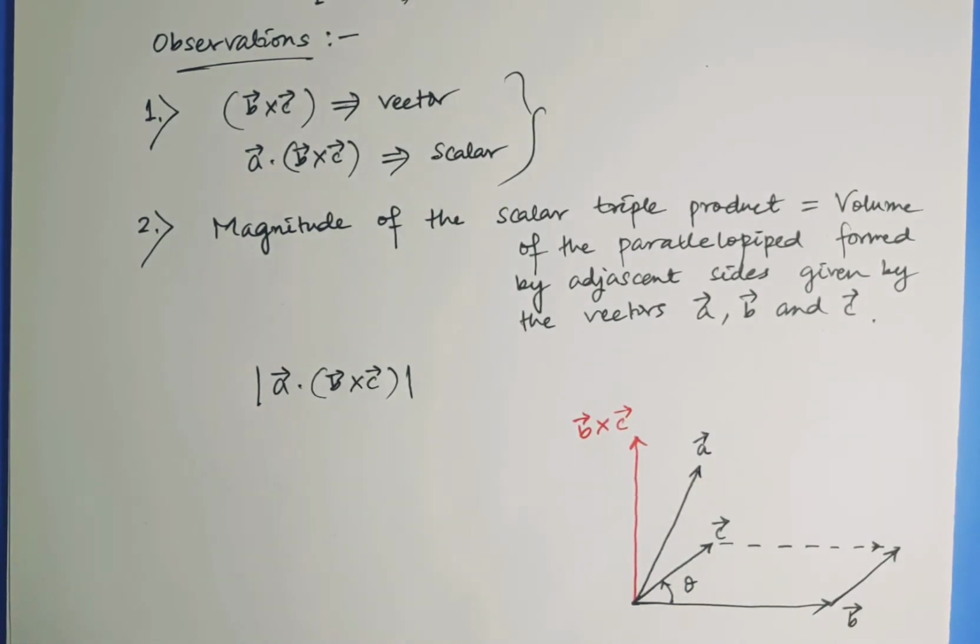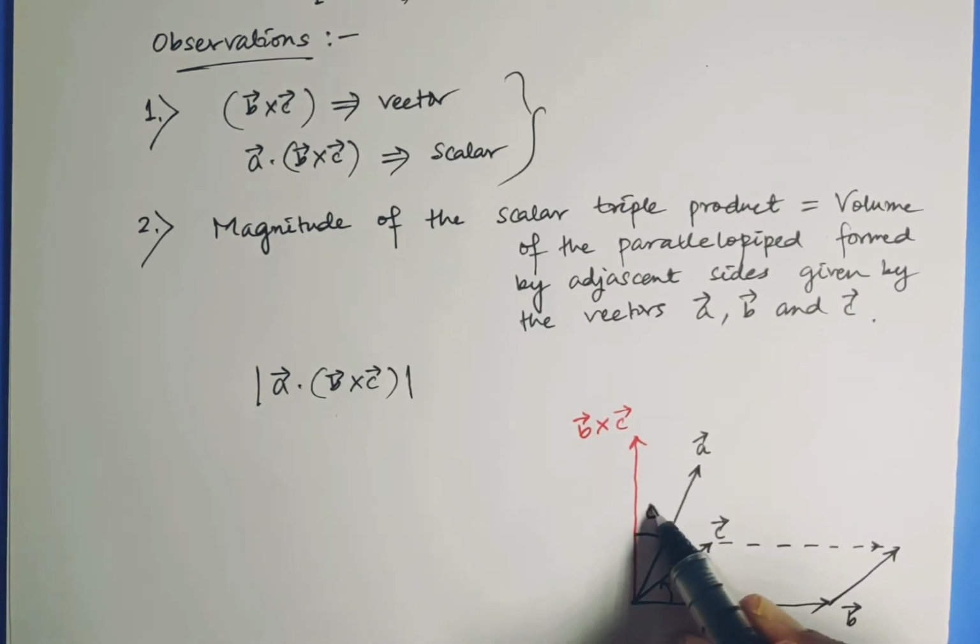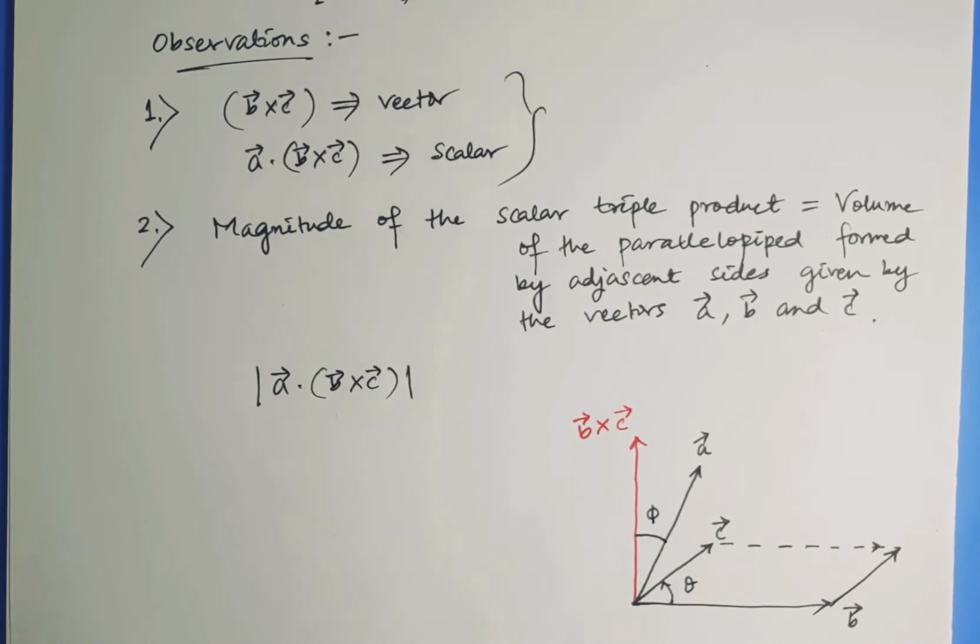Okay, now if I am doing dot product of A and B cross C, can you tell me what will be the angle made by A with B cross C? It won't be this one. This is B cross C, right? So this will be the angle. Understood? Let us give that thing as phi. Clear? So now let's complete the diagram.